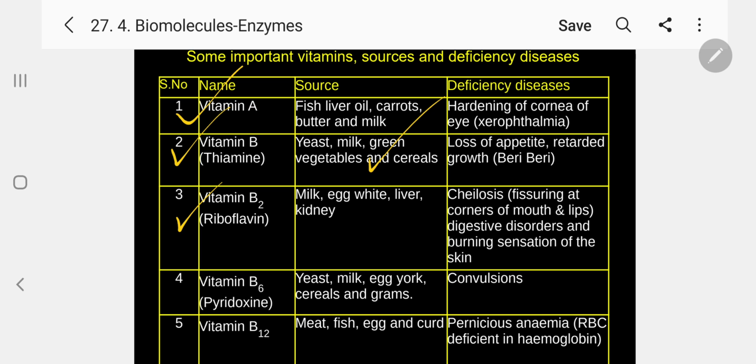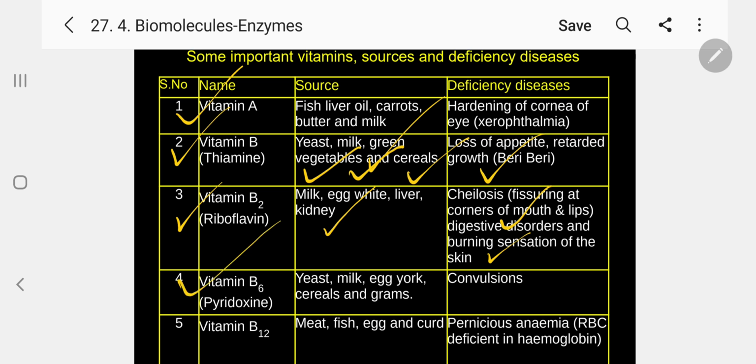The source is milk, egg white, liver and kidney. Deficiency: due to the deficiency of vitamin B2, the causing disease is cheilosis, that is the fissuring at corners of mouth and lips. Kindly follow. Digestive disorder, second, and burning sensation of the skin. All these are symptoms due to the deficiency of vitamin B2.